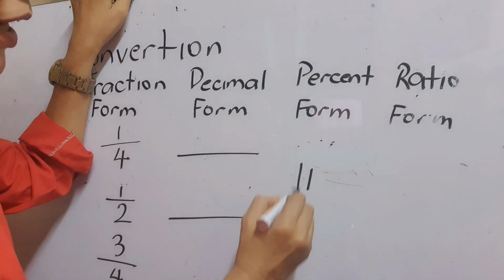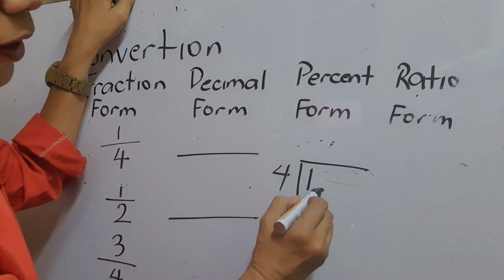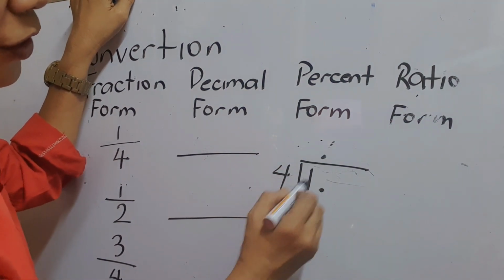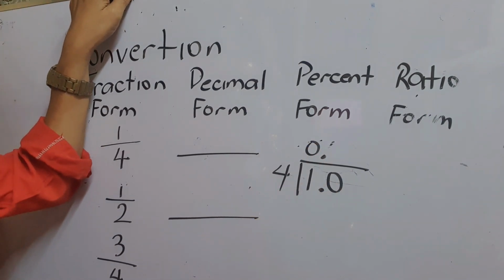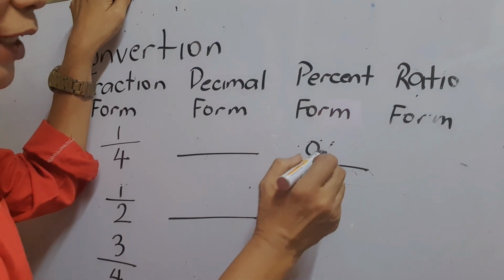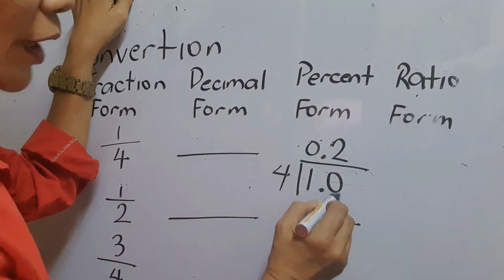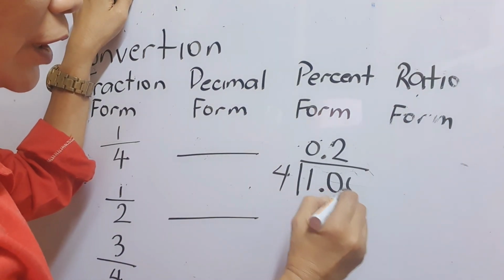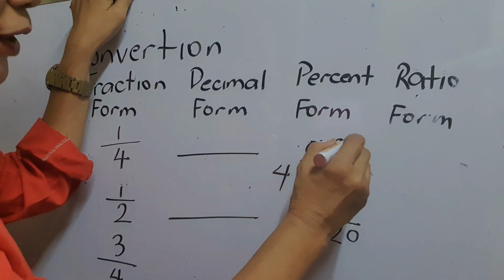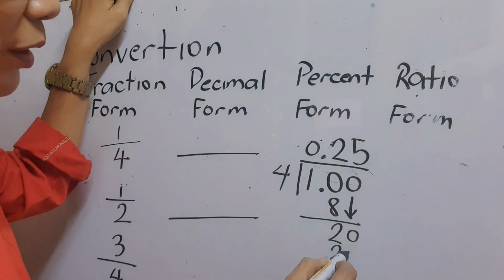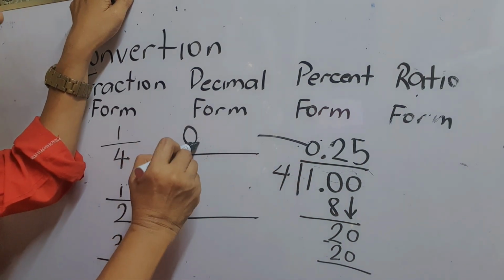So 1 divided by 4 is wala. Nothing. Okay, so point. So 1 divided by 4, that's 0. We have to put 0 here. And then, sa 10, ilan ang 4? So that is dalawa. 2 times 4 is 8. 10 minus 8 is 2. Dagdag tayo ng 0, ibaba natin ang 0. So, that is 20 divided by 4, that is 5. Okay, so 20 minus 20, that is 0. So, ito ngayon, yung lalagay nyo dito. 0.25.